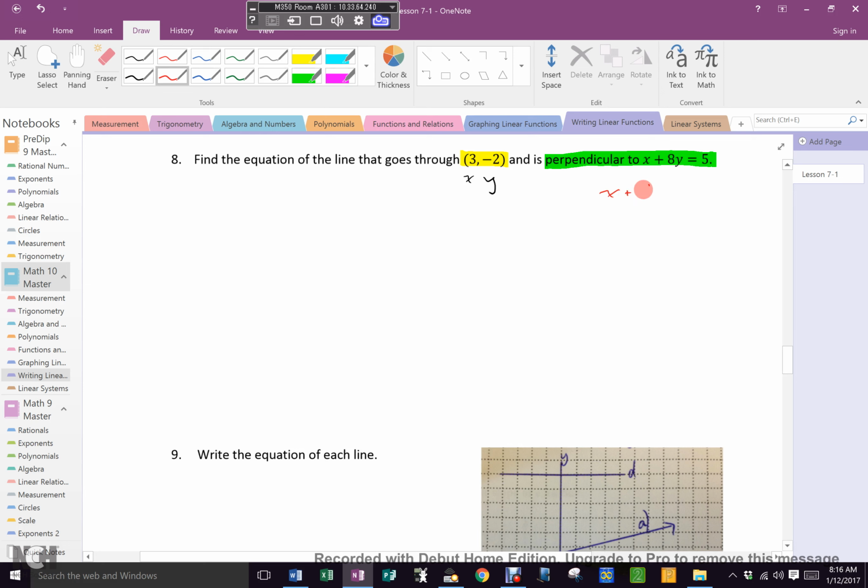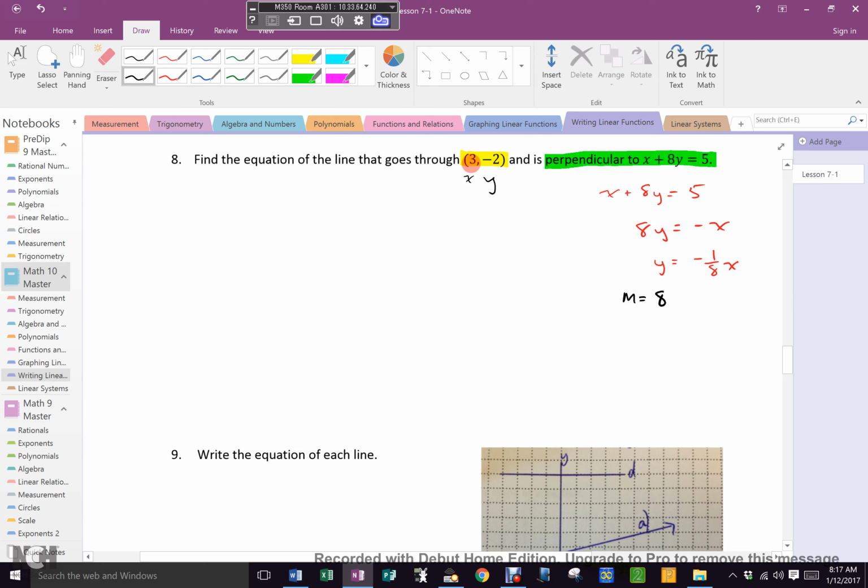The easiest way to find slope is, of course, what? Get y alone. Do I even care about the 5? No, because I'm only trying to find slope, right? So 8y is going to equal negative x. Y is going to equal negative 1/8 x. Yes? Everybody's okay with that, right? Okay. Now, for perpendicular, what do I have to do to that negative 1/8? Flip it and change the sign. So the slope I need is actually positive 8, yes?